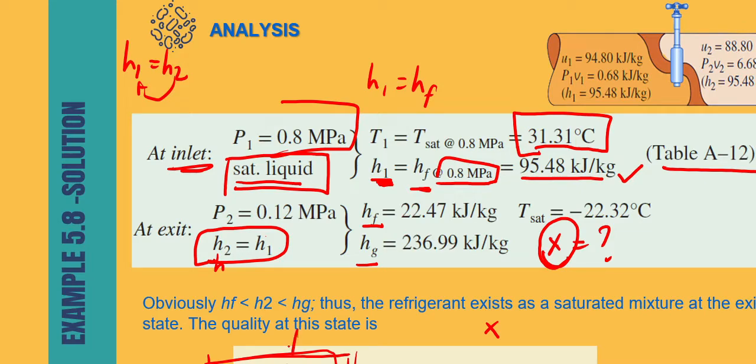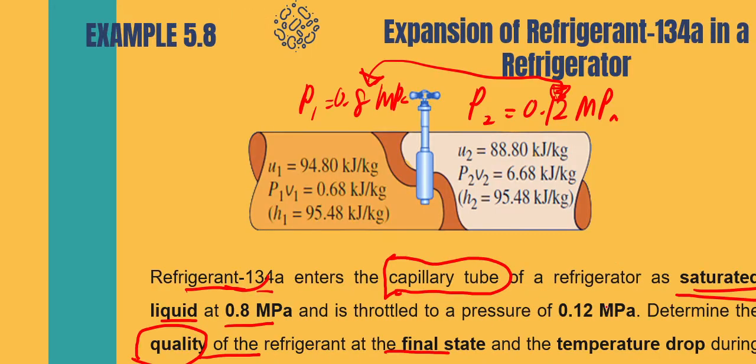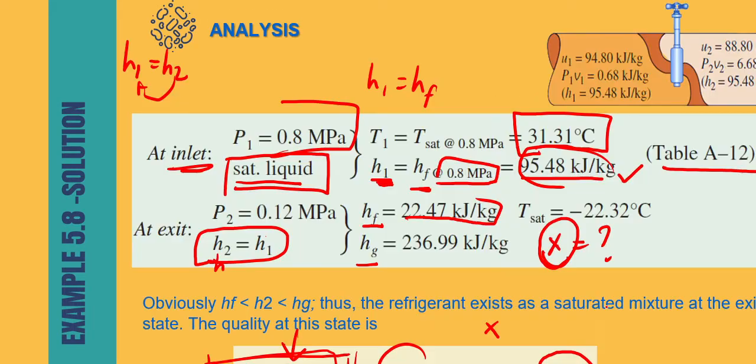So substituting the value of H2, which is equal to H1, and then this is HF that you find at state 2, divided by HFG. So you get the value of X, which is 0.3, meaning that this is a saturated liquid-vapor mixture. So now you have solved the first question where you determine the value of X, and then the second question is the change in temperature.